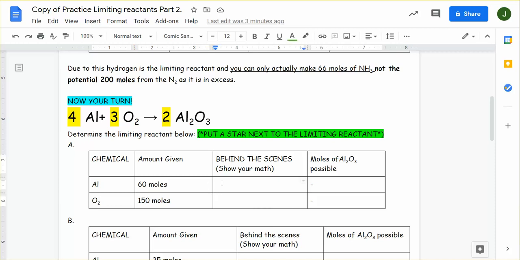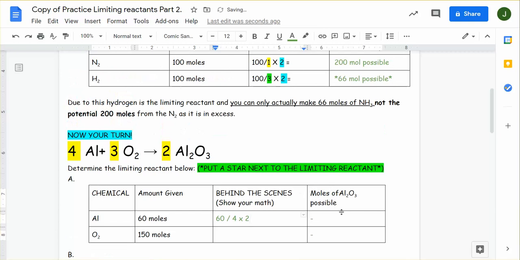Remember, it's our given amount, which in this case is 60. We have to divide it by what we're given, which in this case is aluminum, so the number in front of aluminum is 4. I multiply it by what I'm trying to convert it into, in this case our product, aluminum oxide. If I do that math, 60 divided by 4, which is 15, times 2, ends up being 30 moles possible of our aluminum oxide.